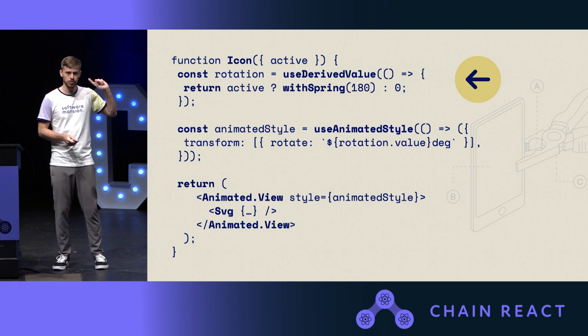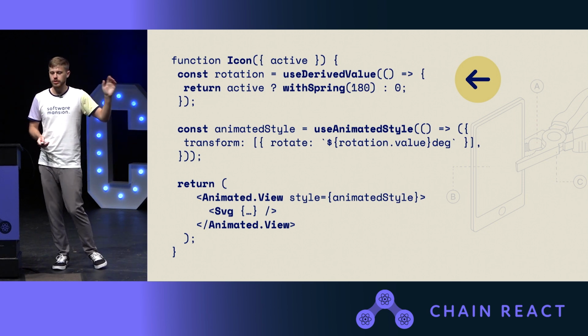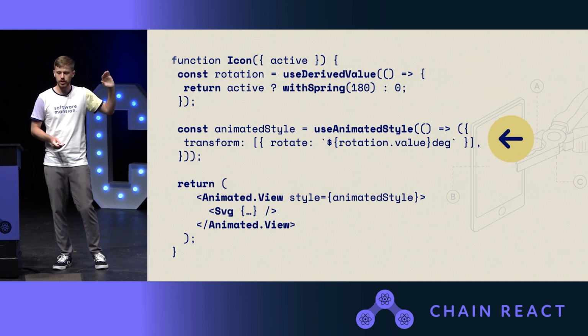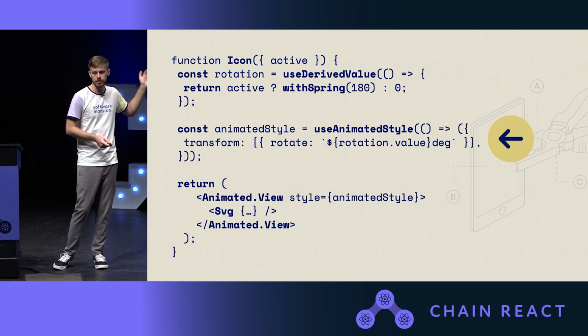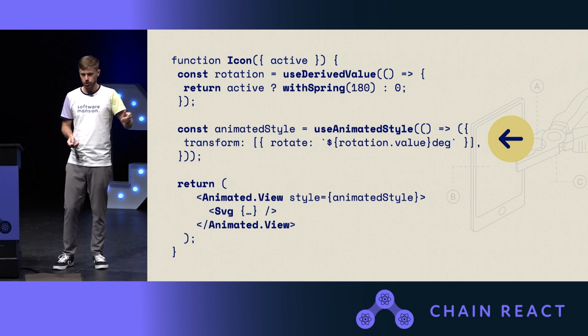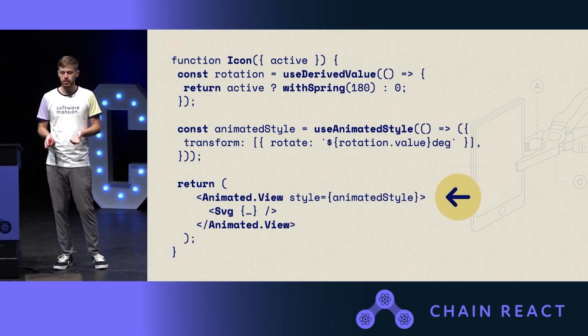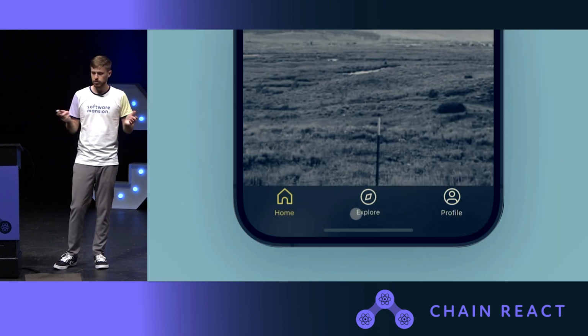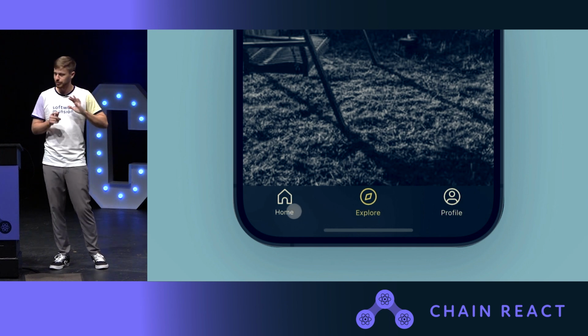OK, so we have a shared value. It changes from 0 to 180. You use that shared value in useAnimatedStyle to create transform rotate with that shared value. And you pass it to an Animated.View. That's it. Nice. Cool. First one done.